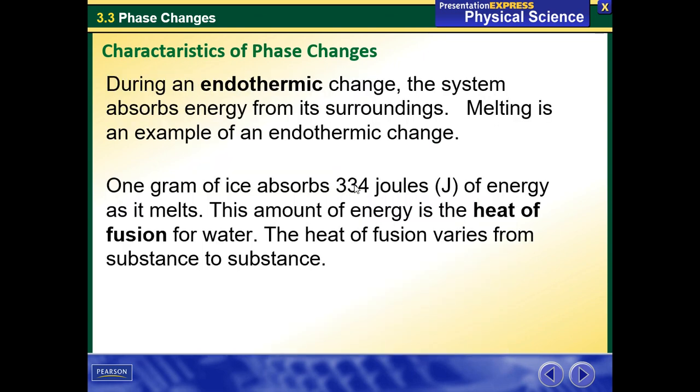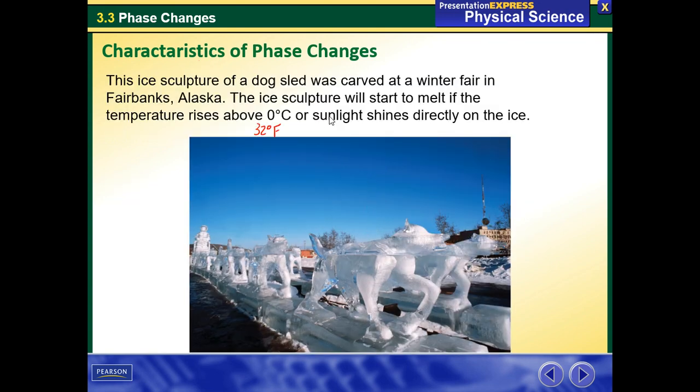Whenever something absorbs energy, we call this an endothermic change. Endo, I think of as "enter," and thermic is heat. So it's going to absorb energy from its surroundings, and melting is a good example of an endothermic change. In fact, 1 gram of ice will absorb about 334 joules of energy in order to melt. We call this the heat of fusion. I will not expect you to know that for your test. So we know that melting is an endothermic change.